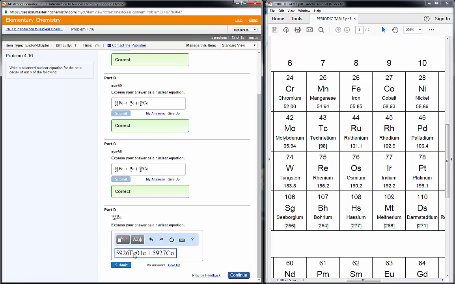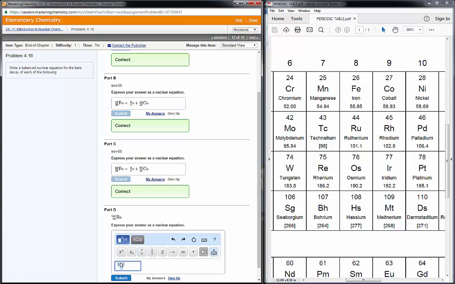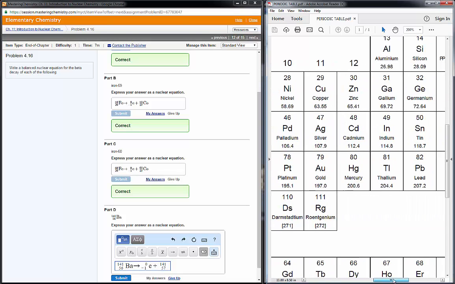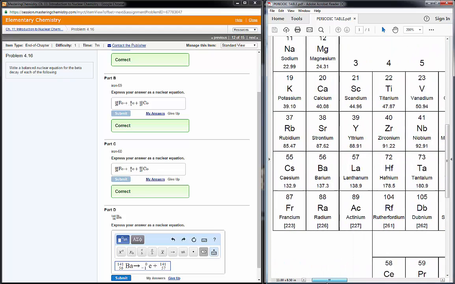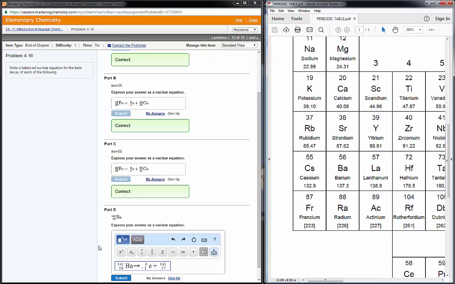Last one, barium 141. And barium is 56. Goes to form 0, -1, e, that's my beta particle, and 141 equals 0 plus 141, and 56 equals -1 plus 57, and element number 57, where are you? Right there. Lanthanum.